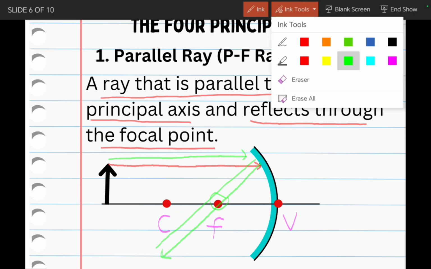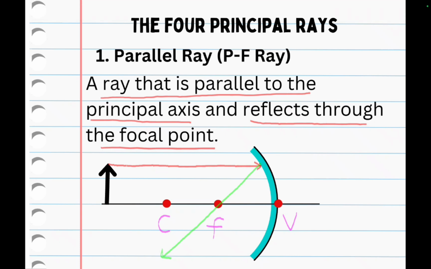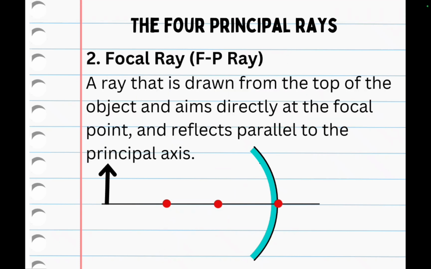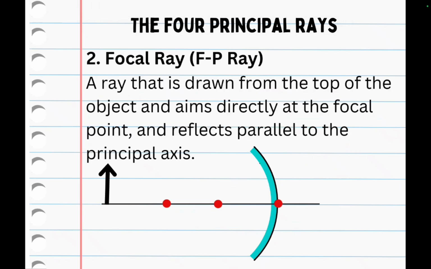Am I clear? Let's erase this one so you won't be confused. Shall we proceed to the next one? The second one is the focal ray or the F2P ray. This is just the reverse of the P2F ray. Again, the focal ray, or the F2P ray, is a ray that is drawn from the top of the object and aims directly at the focal point and reflects parallel to the principal axis.